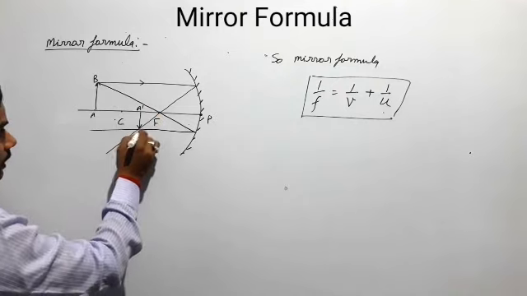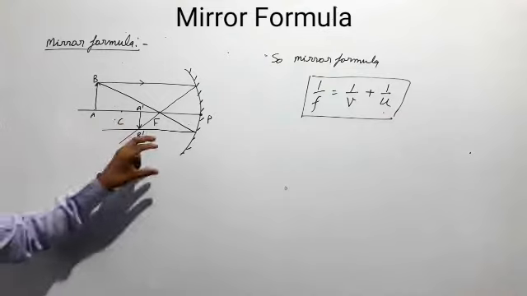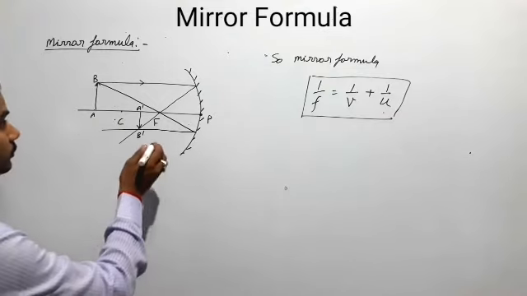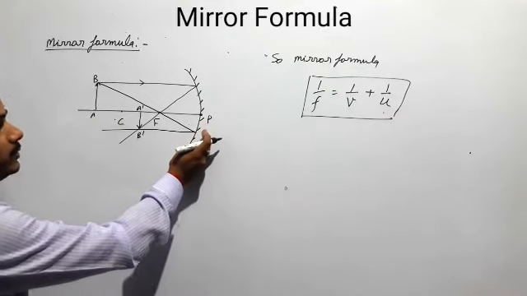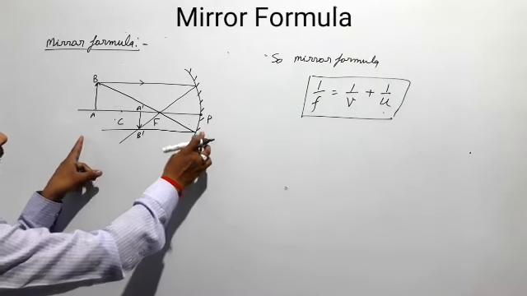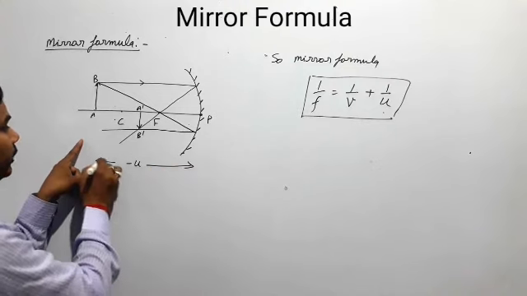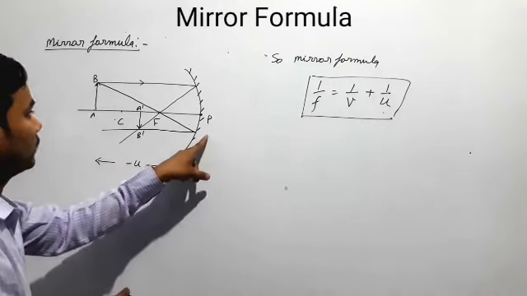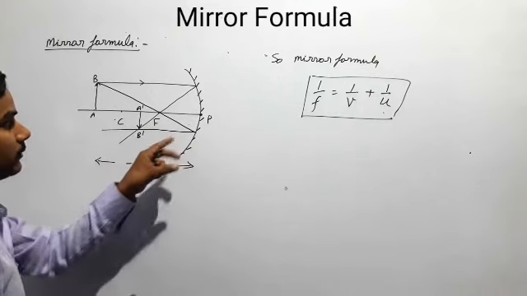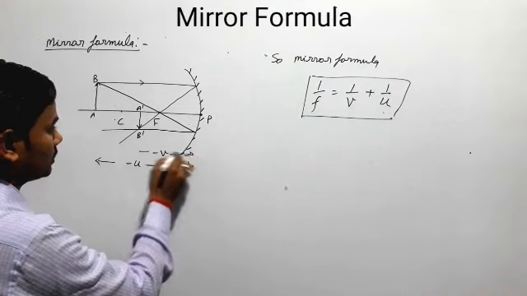This is A' B'. Okay. Now we will apply here the sign convention. The distance of the object is on the left side from the pole, so this will be negative. So we can write u with a negative sign. Now the distance of the image from the pole is also on the left side, so this is minus v.